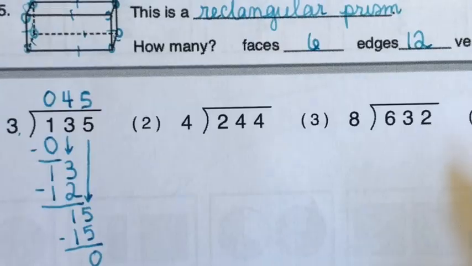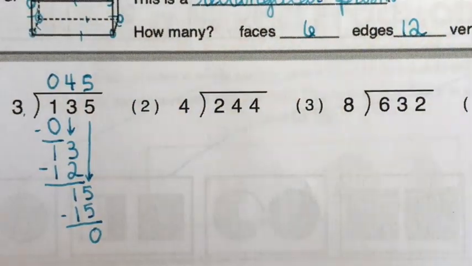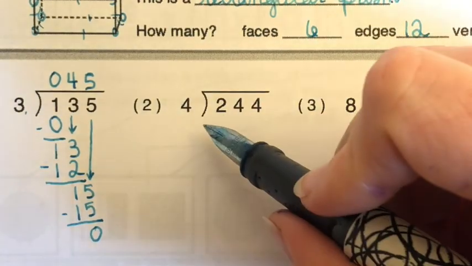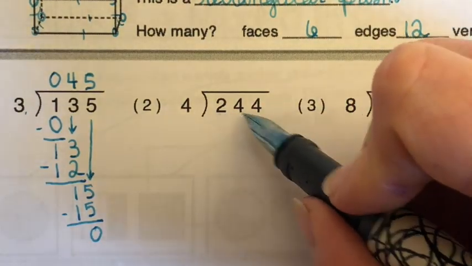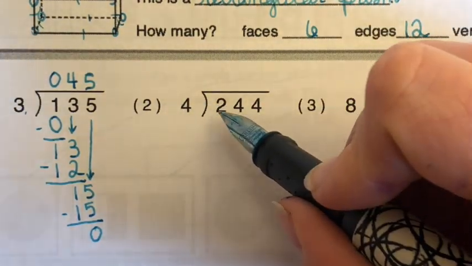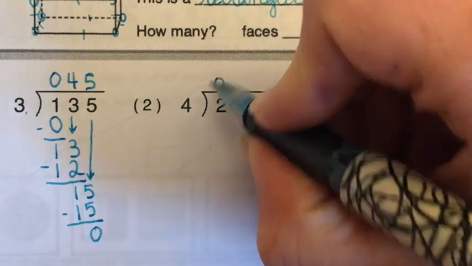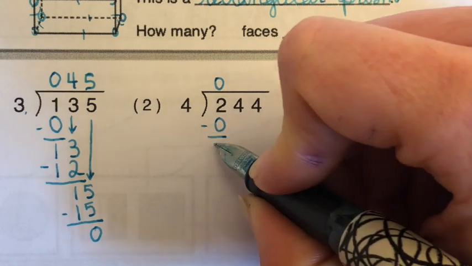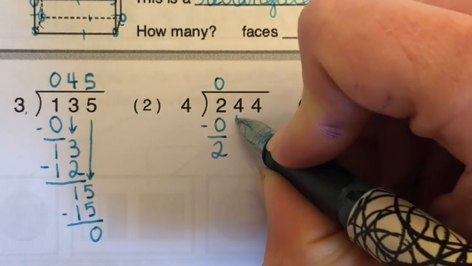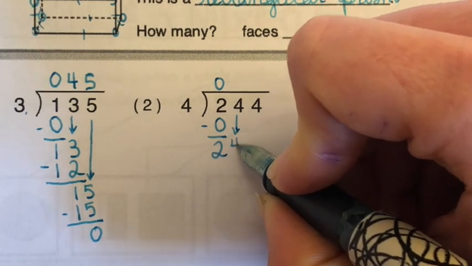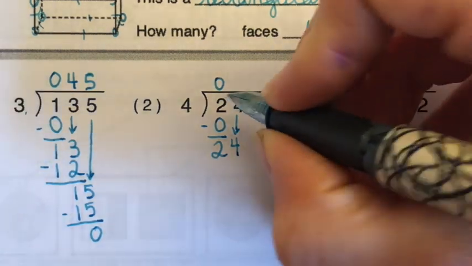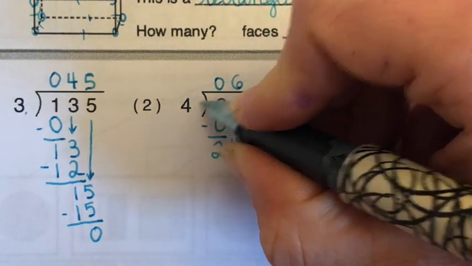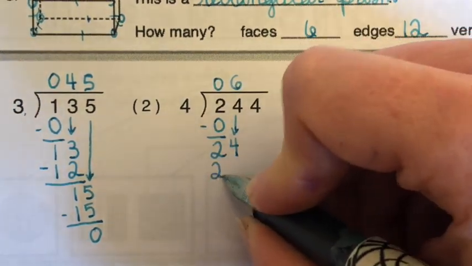Okay, now number 2, how many times does 4 go into 244? 244 divided by 4. So 4 goes into 2 0 times. 4 times 0 is 0. Subtract to find the difference. Now bring down this 4. 4 goes into 24 6 times. 4 times 6 is 24.